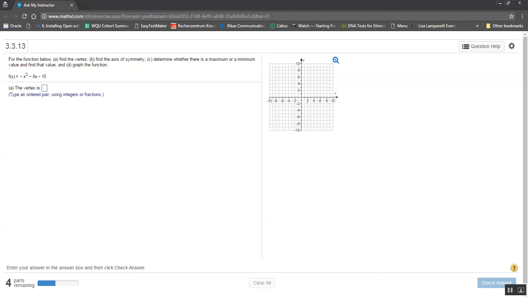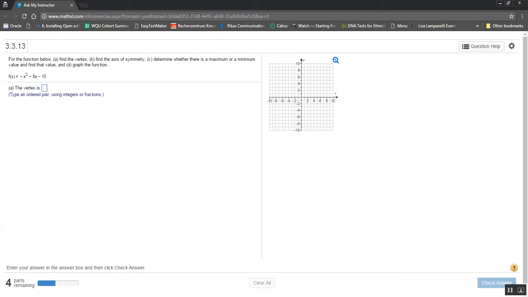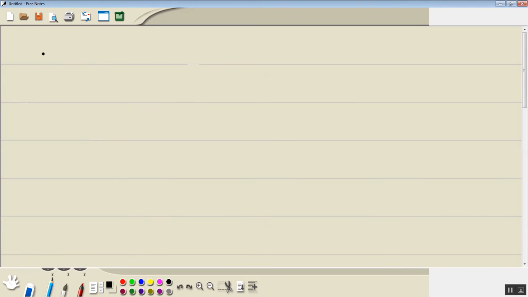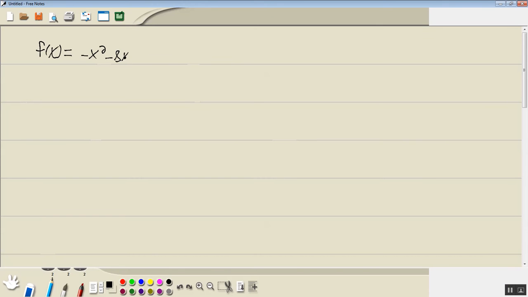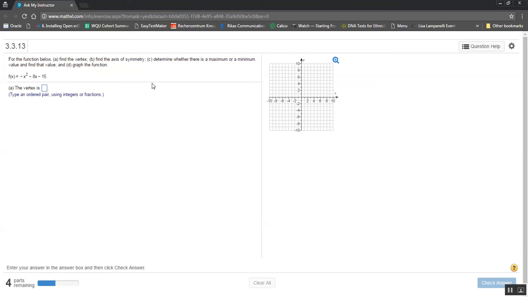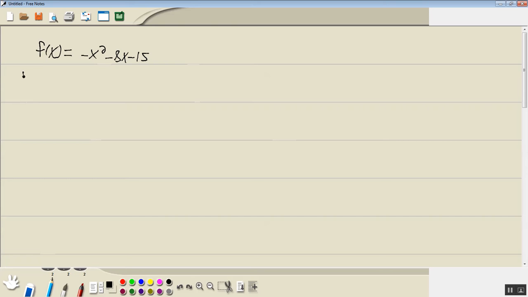Okay, let's take a look at this problem. We've got f of x equals negative x squared minus 8x minus 15. And it wants us to find a vertex. So let's do that first.